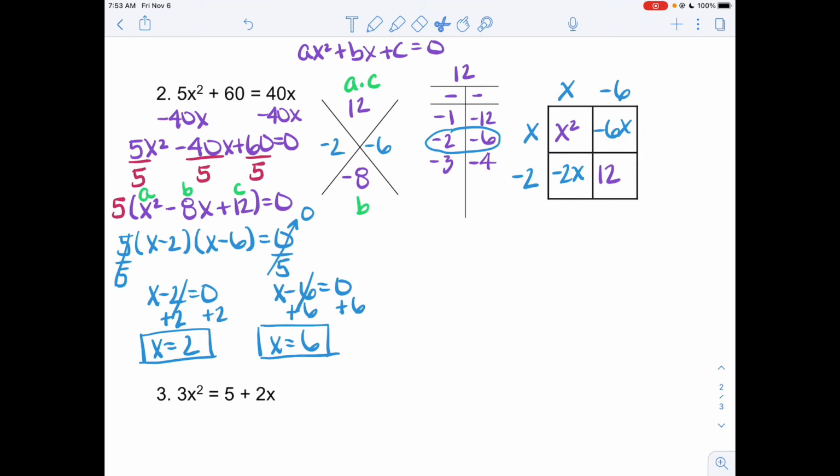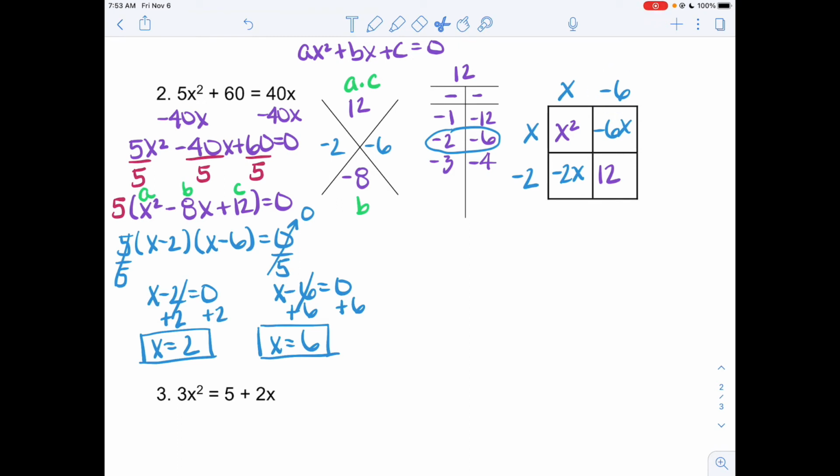Then it's just a matter of taking the greatest common factor for each row and each column. The GCF for x squared and negative 6x is x. For negative 2x and 12 is negative 2. Remember that the negative has to come out because it's right next to where we're writing. And then x squared and negative 2x is an x. Negative 6x and 12, again with the negative, I need a negative 6.